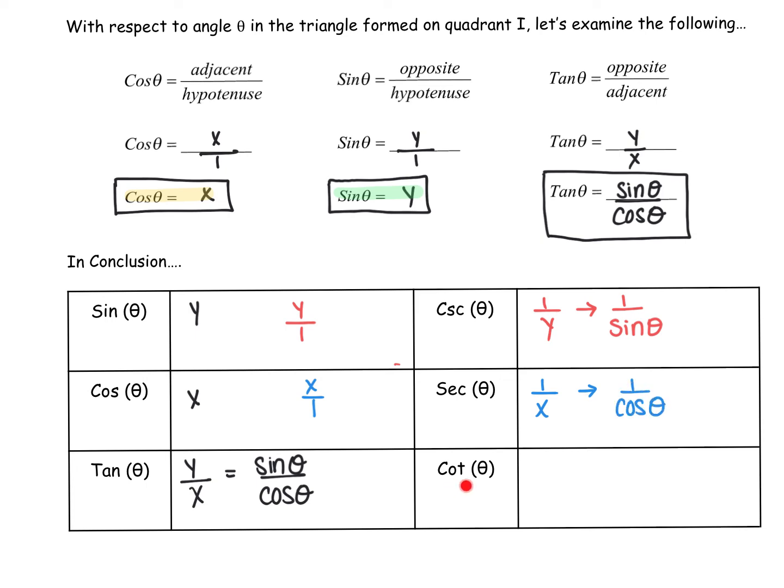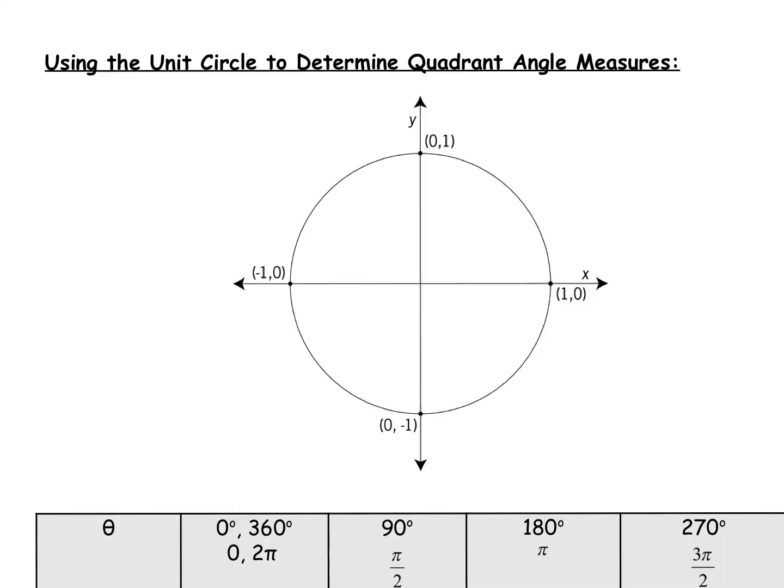And then cotangent, we know, is the reciprocal of tangent. So we can go ahead and flip that. That's going to be x over y, which in other words is cosine of theta over sine of theta. So what I'd like to do now is move on to the back page so that we can use all of these conclusions and see how we can use them in a problem.